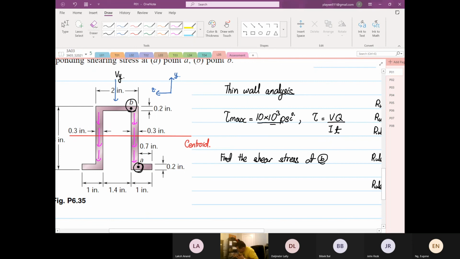Okay. You can see that, right? And then at where Vy is, the shear flow will do this, and then at point A, it will go outwards. Now, why I pick this problem is this. Why I deliberately pick this problem.